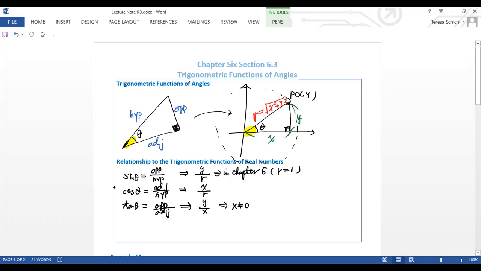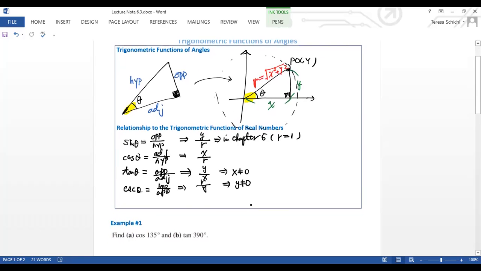Then you can define the 3 reciprocals. The sine reciprocal, the cosecant, will be hypotenuse over opposite, so it will be r over y. Now, of course, y cannot be equal to 0. Okay, so for the other 2, the secant theta will be what?